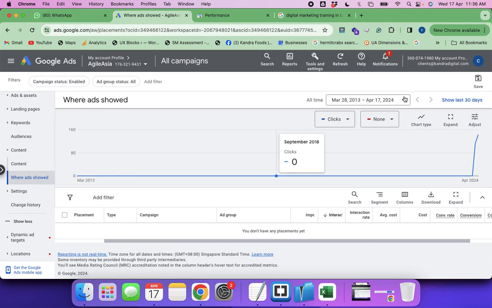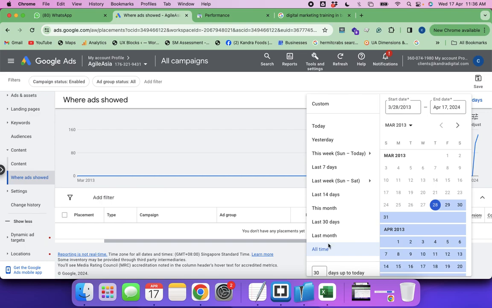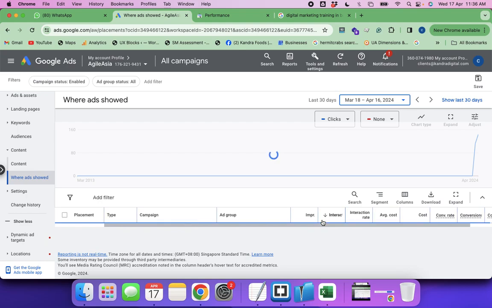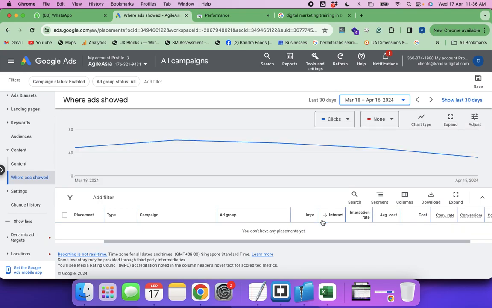Where ads are shown, also you don't have the data. So basically this shows last 30 days. Let me take last 30 days. You don't have any placement yet. See, if you are picking ads to show up on different websites, say I want to show ads on IRCTC, Silicon India, Enadu. If you are picking some 100 websites to show ads, it shows the list of those websites and how many clicks you have got from each of those websites. Right now you don't have the data. The data is missing.